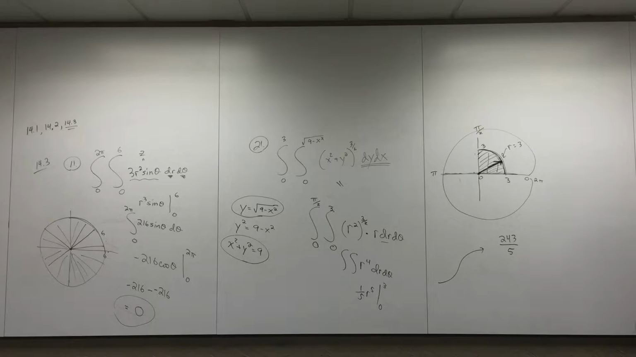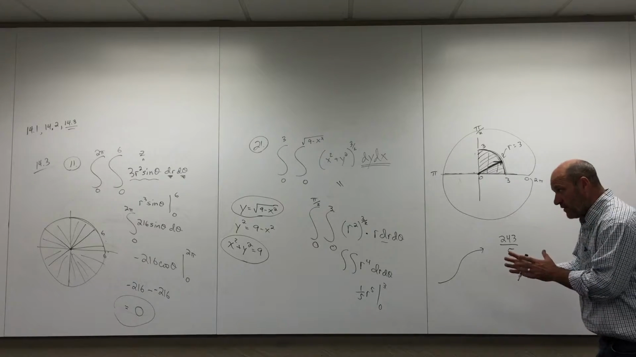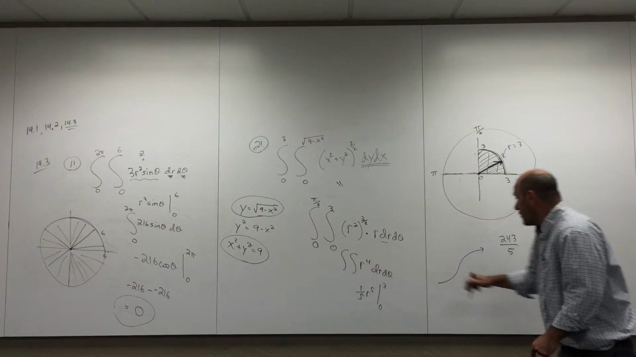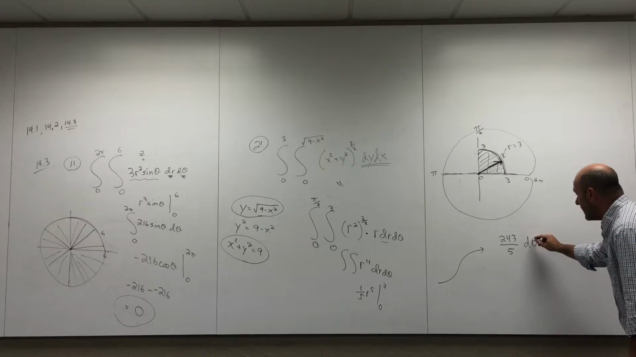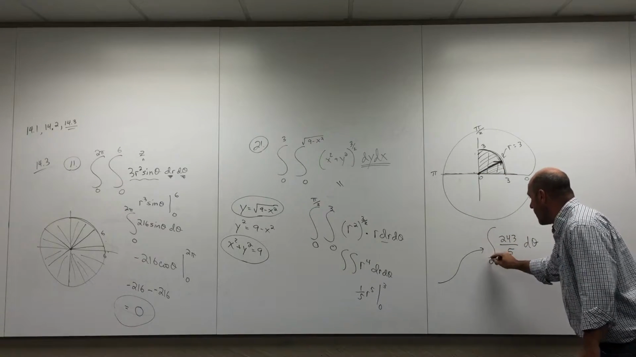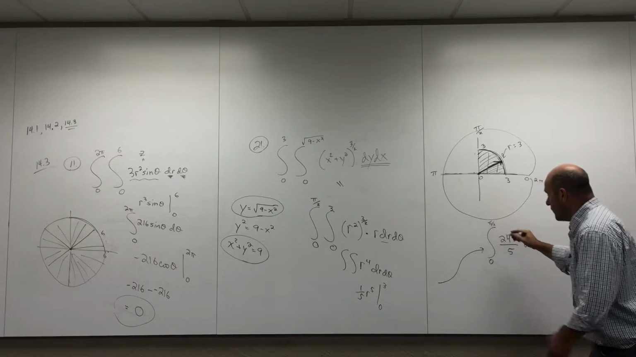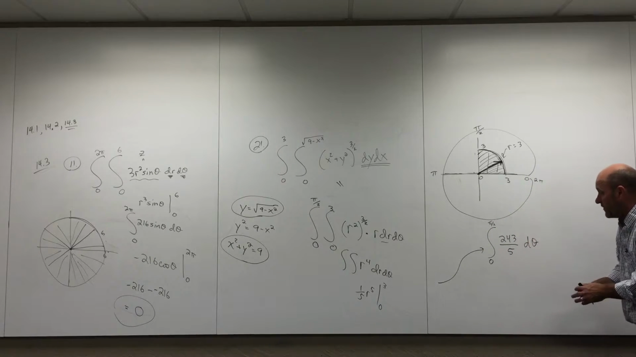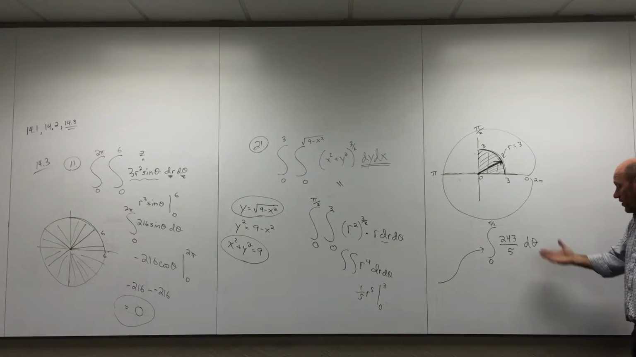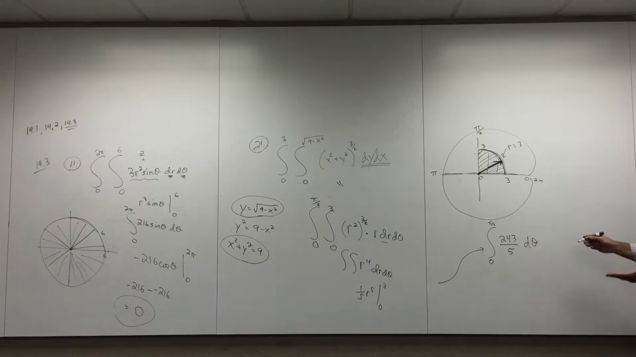Okay, now wait a minute. That's the answer to the inner integral. There is still one more integral to do with respect to theta from 0 to pi over 2. The cool thing is there are no variables in there. There is no theta in there. So to integrate that number with respect to theta, you get that number times theta. When you plug in your bounds, you get the pi over 2 plugged in there.